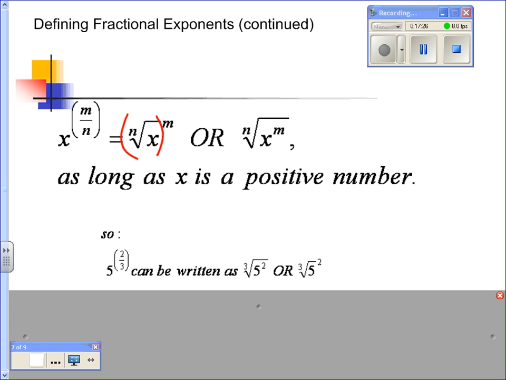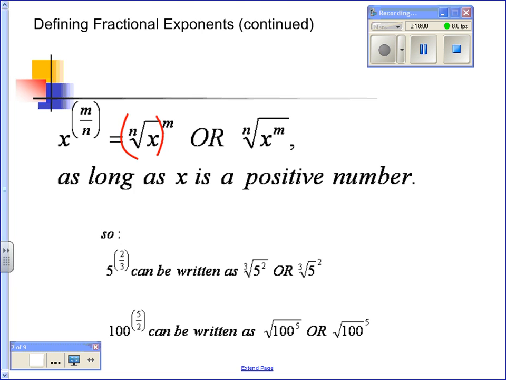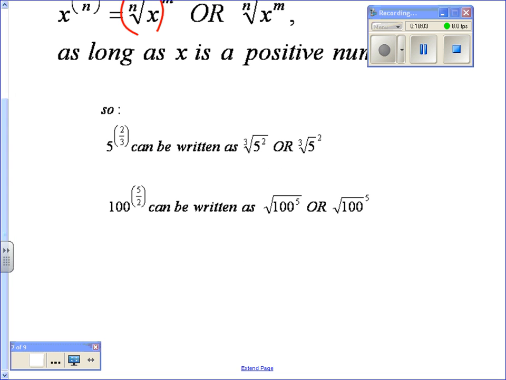5 to the 2/3. Which number goes with the radical? The 3. The cube root of 5 squared, or you can write the cube root of 5, all squared. They're just showing you how to rewrite it, where the 2 and the 3 go. It just changes where you put the squared.